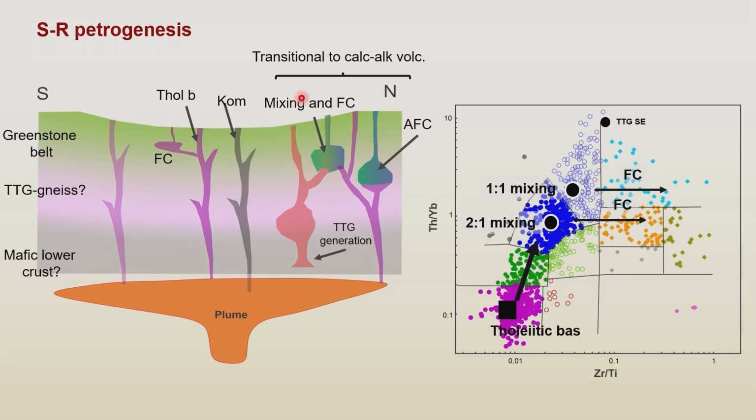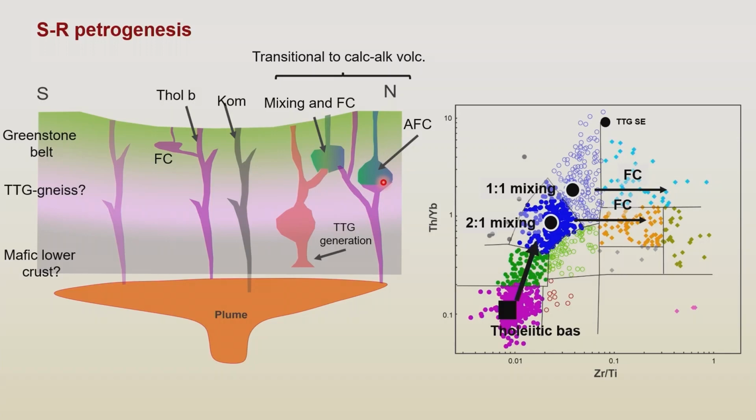One is that we need to have TTG generation in the mafic lower crust to generate those TTG melts that might be mixed in the crust. And the other case could be AFC, where a tholeiitic magma is being stored in the crust and you could have AFC.